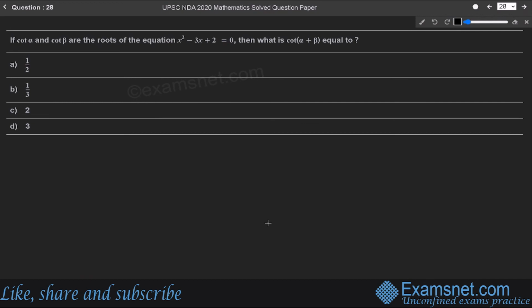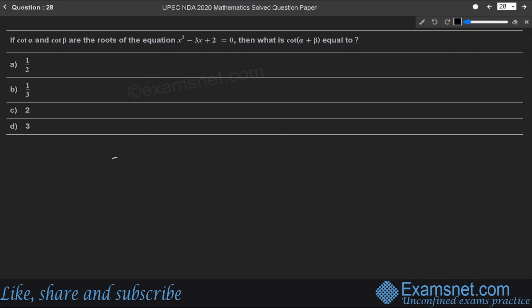Next question is, if cot alpha and cot beta are the roots of the equation x square minus 3x plus 2 is equals to 0, then what is cot alpha plus beta equals to? This is a question which comes from the chapter where we use sum of roots, product of roots, alpha, beta, gamma, etc. And this type of question comes many a times in exam, and this type of questions has repeatedly come in the previous question papers.